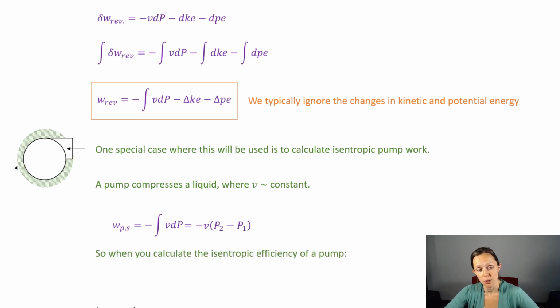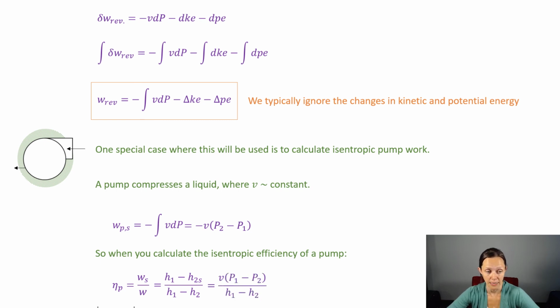So where this can be used is when you calculate isentropic efficiency for a pump. We said the isentropic efficiency of a pump is the work for the isentropic process over the work for the actual non-isentropic process, which we put in terms of h1, h2, and h2s. But now I have another equation that I can use to calculate what the isentropic work is, and that's that negative VdP equation. So I've got another way. I don't have to calculate that h2s, and it saves just a little bit of time.